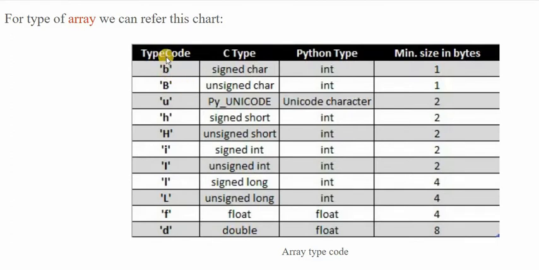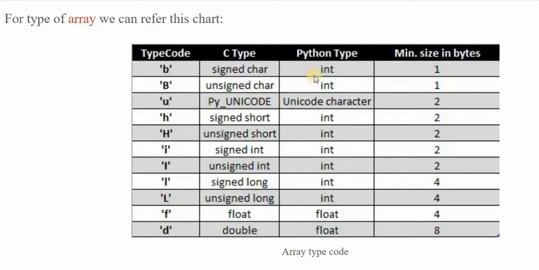Now see here the type codes. These are the type codes. From the left side: B is capital B, u, h, capital H, i, capital I. These are the type codes. This is the C type: signed character with capital B, unsigned character, and small b is a signed character. It's an integer, and its size is 1 byte. On the right side you can see the sizes in bytes.